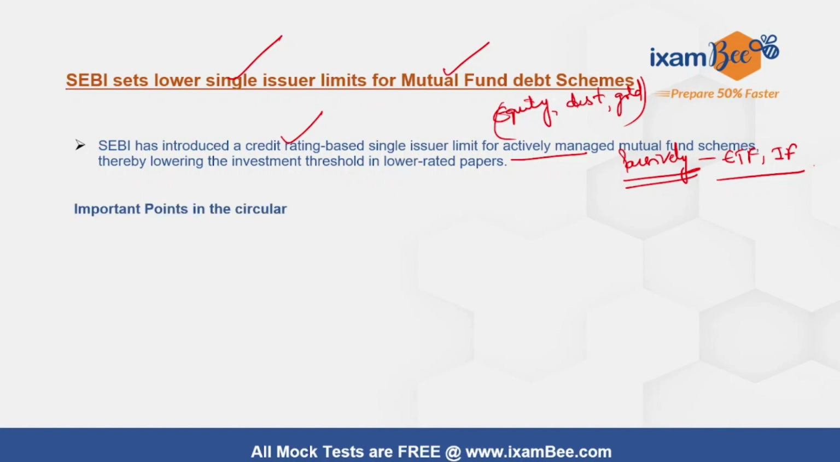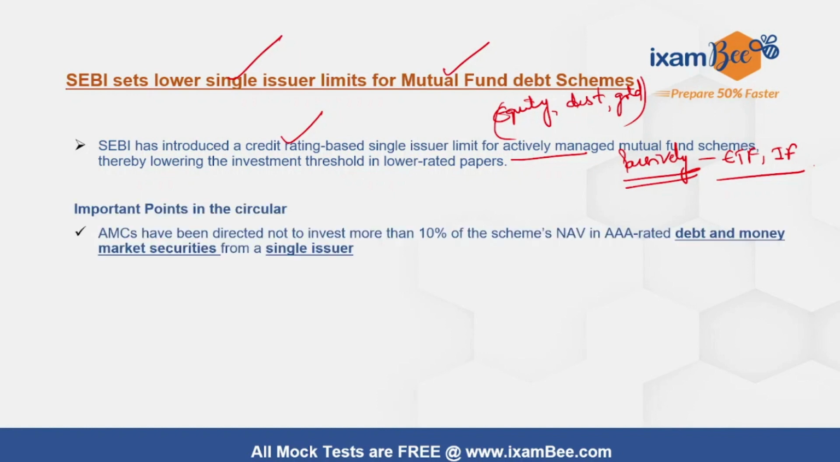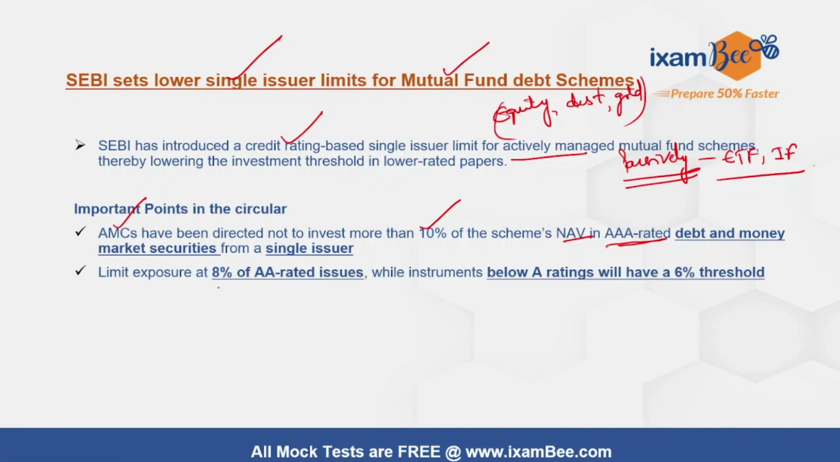Under this circular, what SEBI has come up with is that the AMCs, or asset management companies, which are managing portfolios like mutual funds, have been directed not to invest more than 10% of the scheme's net asset value in AAA rated debt and money market securities from a single issuer, right? And the limit exposure is 8% for AA rated issues, and instruments below A ratings will have a 6% threshold, and it is for debt and money market related securities.